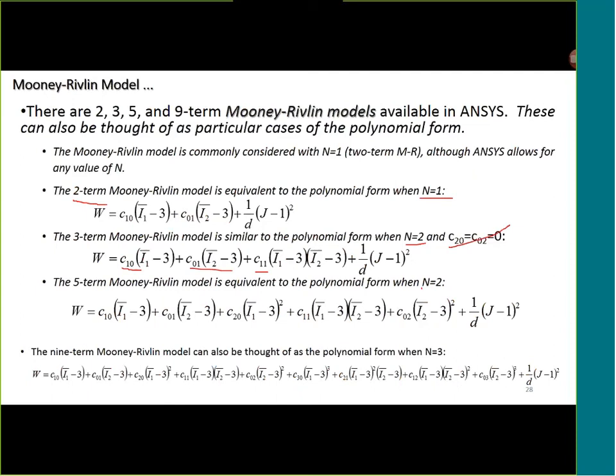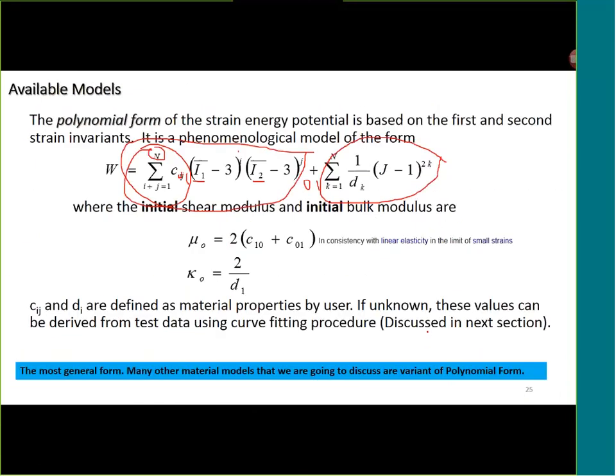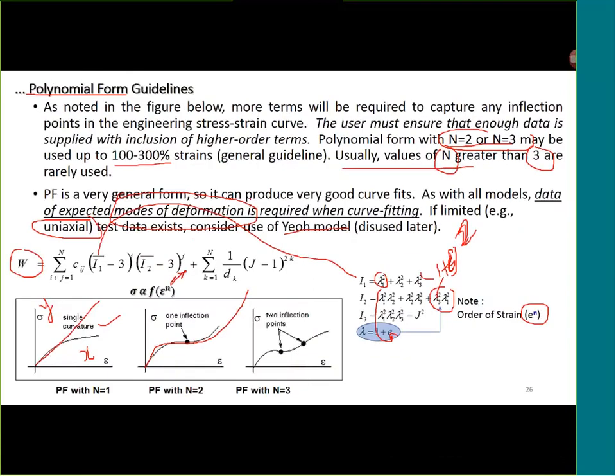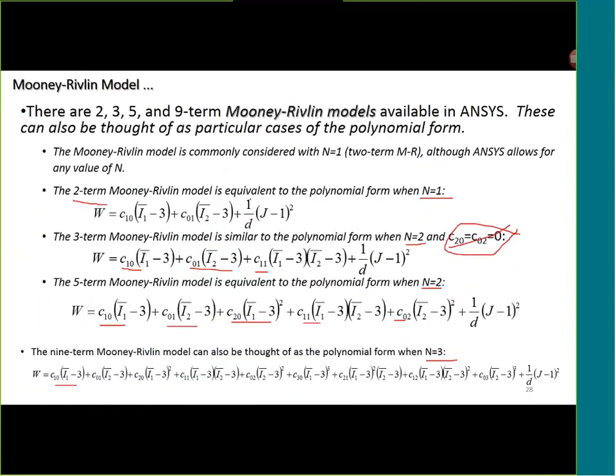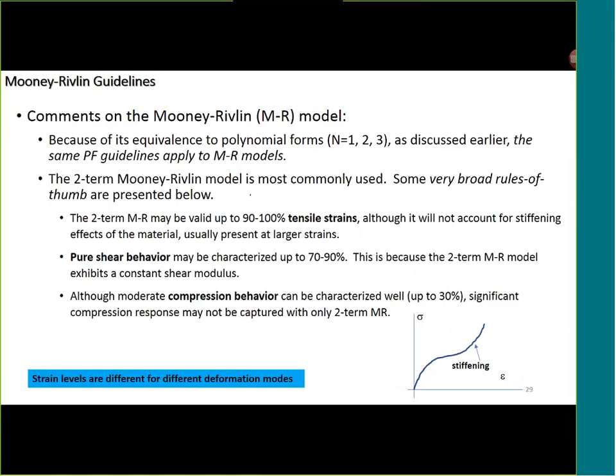And also when we use n equal to 2 but we don't make these terms 0, we end up having the 5-term Mooney-Rivlin model. And also there is a 9-term Mooney-Rivlin model when we make n equal to 3 in this general form of the polynomial model. Now there are certain guidelines for choosing a Mooney-Rivlin model.